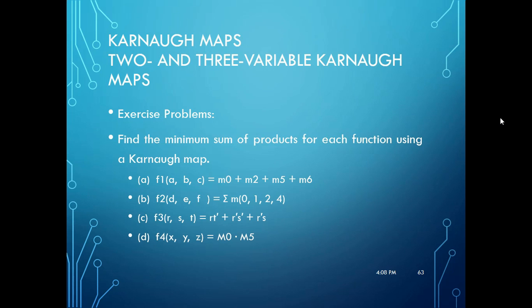And one more expression: f3 with three variables r, s, and t, that is equal to r t bar plus r bar s bar plus r bar s. And one more, you have f4 with the three variables x, y, z, that is equal to M0 into M5. So these are problems you have to solve on your own.